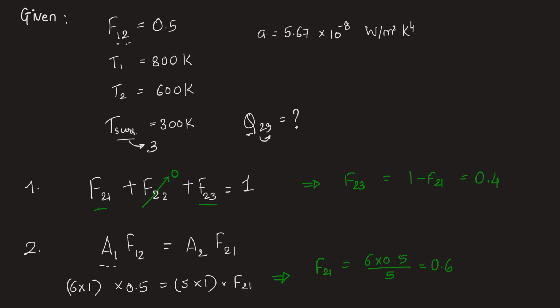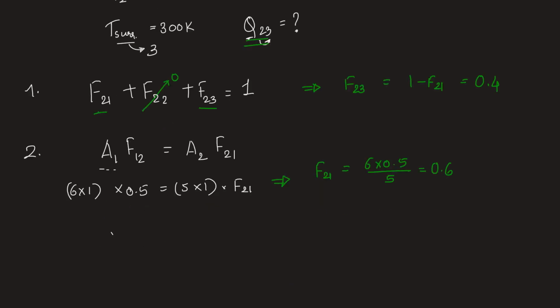We have F23. Now in order to find out Q23, which is the rate of heat transfer from surface 2 to surroundings, that is surface 3, we have to use the formula. Heat transfer Q is equal to the Stefan-Boltzmann constant. Generally it is denoted by sigma, but we have used a, so we'll write down a here, small a, into area of surface 2 into F23, that is view factor of surface 2 with respect to the surrounding, into temperature of surface 2 raised to 4.